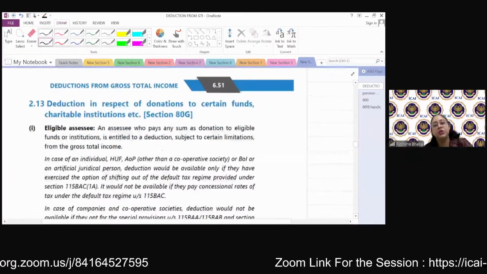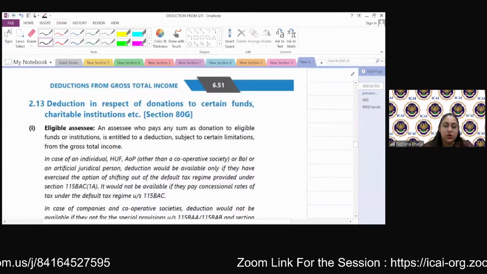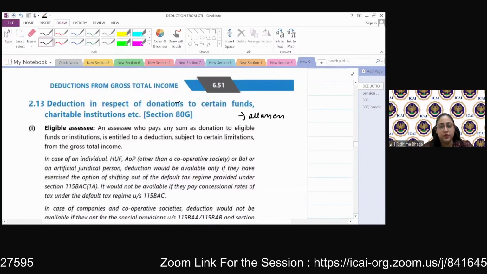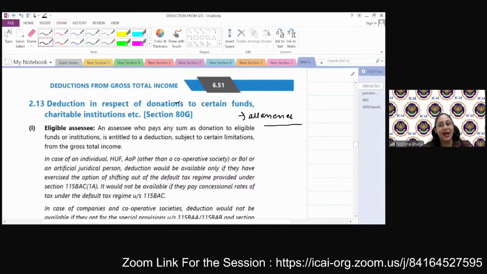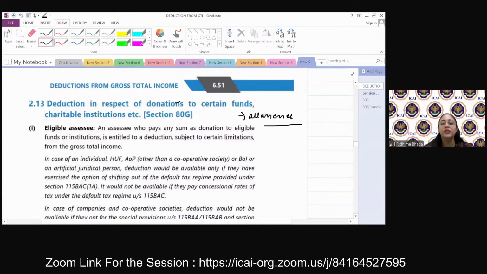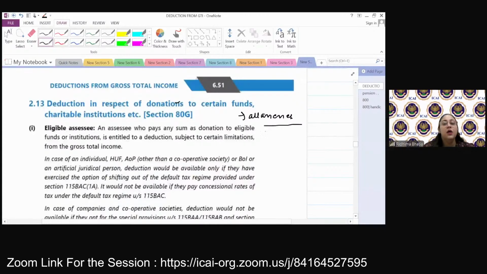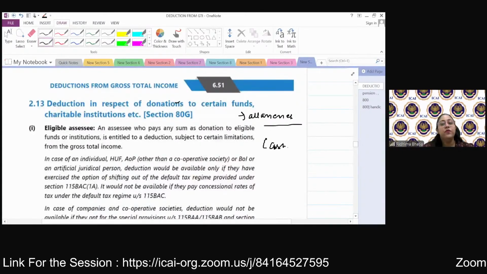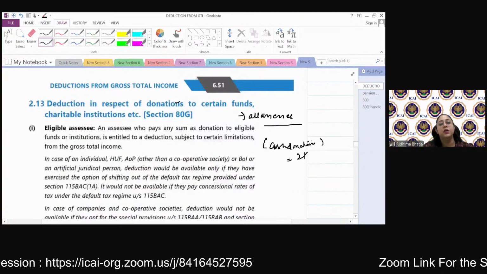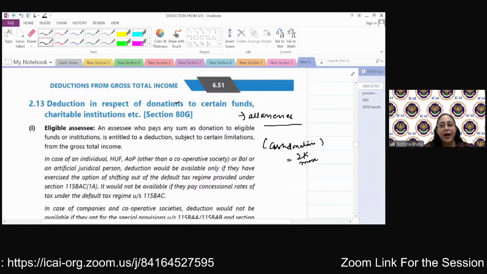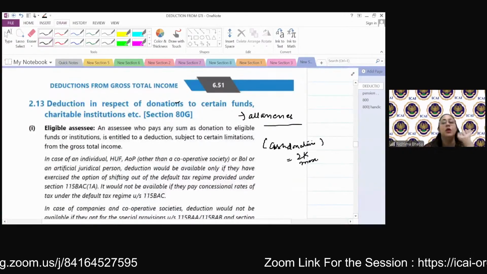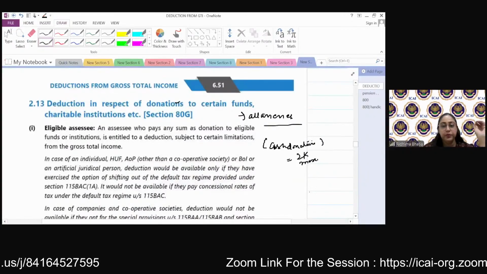Deduction in respect of donations to certain funds or charitable institutions. First of all, 80G is for all assessees. There is no limit as such. Whatever donation you pay, you can claim as deduction under section 80G, but obviously subject to fulfillment of conditions. Cash donations only to the extent of 2,000 are allowed. Otherwise, all donations should be through other than cash channels, banking channels, UPI, debit card, credit card, whatever you have to pay through. Cash donations only 2,000 is allowed.